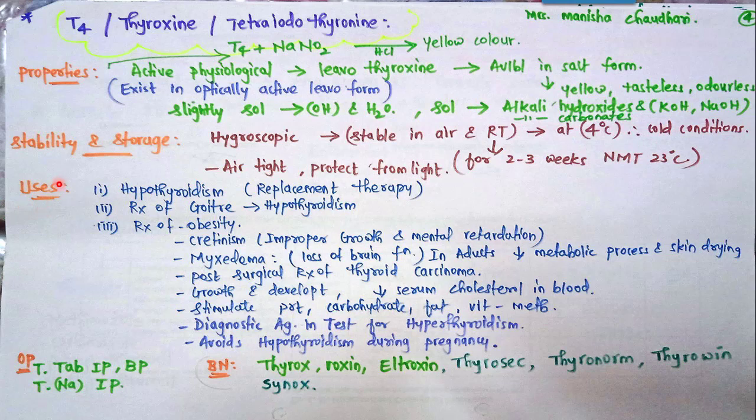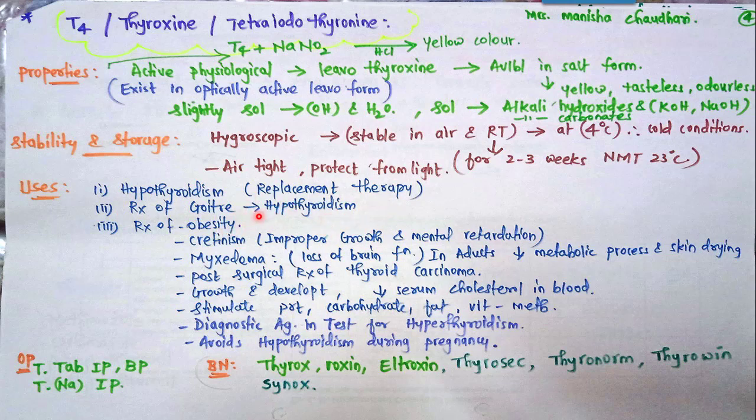Uses, coming towards the uses, first it is used in hypothyroidism. Since this is the thyroid hormone, it will be used in the cases of deficiency. So hypothyroidism is nothing but low levels of thyroid hormones. So this T4 is used as a replacement therapy in treatment of hypothyroidism. It is also used in the treatment of goiter caused due to hypothyroidism.